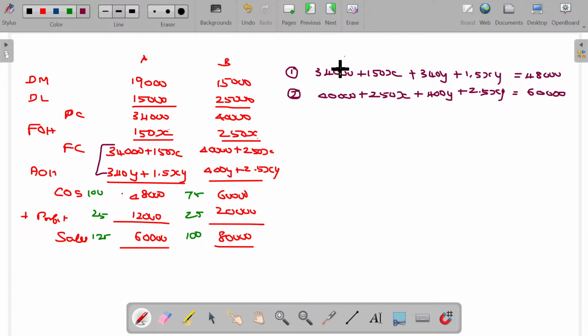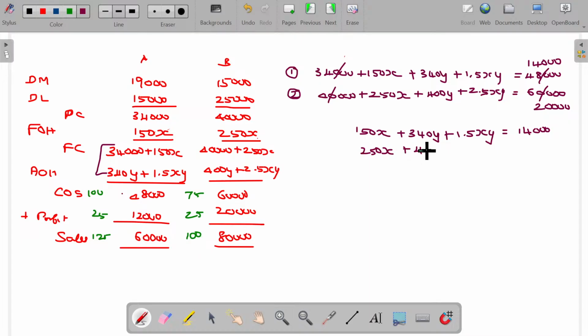Okay, this 34,000 can be cancelled here, then it becomes 14,000. This can be cancelled as 20,000 rupees. So the new equation being 150x plus 340y plus 1.5xy is equal to 14,000. Here 250x plus 400y plus 2.5xy is equal to 20,000 rupees.